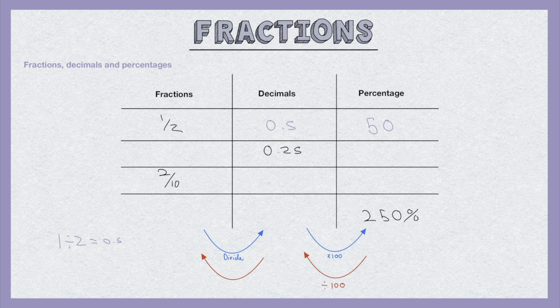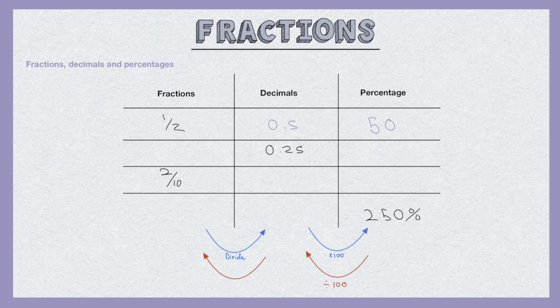So a half of an apple is 50% of an apple is 0.5 of an apple. So you have half the apple. Now let's look at going from decimals to fractions and from decimals to percentages.